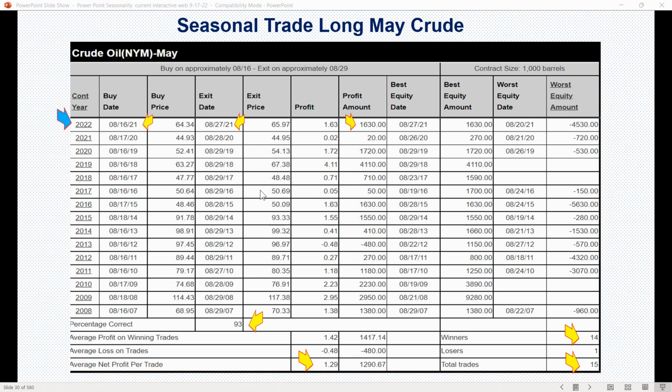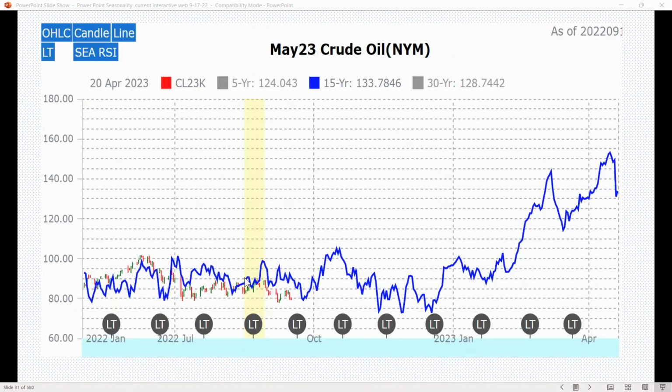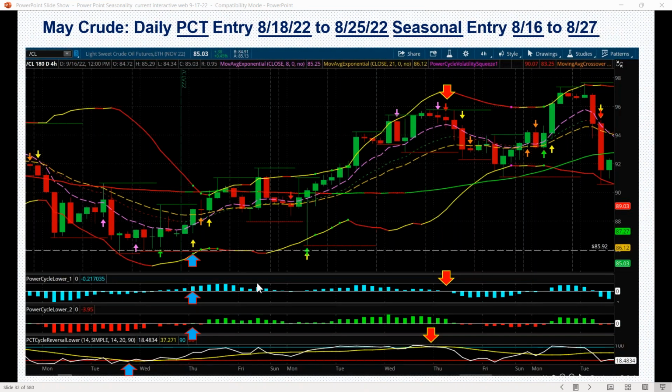Now, if we look at the chart, here it is. It tends to buy right here, right in that seasonal pattern. So again, here's the crude. Here's where the seasonal entry was, the 16th, and then out the 27th. That's a seasonal entry. So the trading model got in right here, the 18th of August, and it stayed in until the 25th.